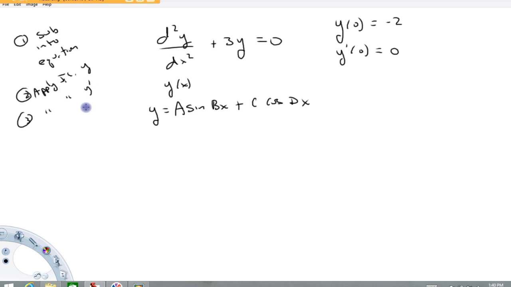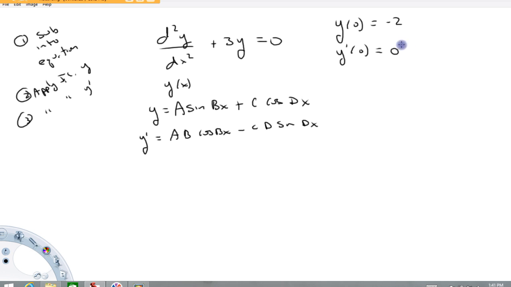And I'm going to go ahead and apply some of the conditions first, starting with this one. When you see a 0 condition, that's usually a good place to start. So I'm going to use the condition that y prime of 0 needs to be 0 before I even mess around with this equation here, and see if that will yield me any useful information. So if I take this equation and differentiate it, this is going to read y prime equals a b cosine bx, right? Because the derivative of sine of bx is cosine bx times b. This term is going to be minus c d sine of dx, because the derivative of cosine dx is minus sine of dx times d.